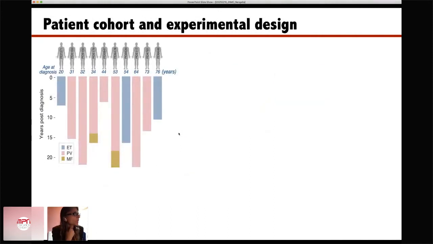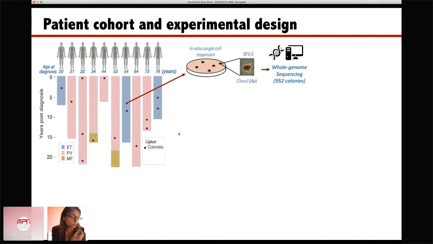And the way we did that is, this is data that isn't published as yet, but is in the process of being so. We took 10 patients aged between 20 and 76 years at diagnosis, so a whole range of different ages of presentation of MPN. Some patients had ET, other patients had PV, some patients had MF. And what we did is we took their blood or their bone marrow and we separated it into single cells. And we then took each single cell and grew each single cell into a colony of cells. And here in this little picture is a little colony of red cells. It just looks like a little pinprick, even to the naked eye, growing in a dish.